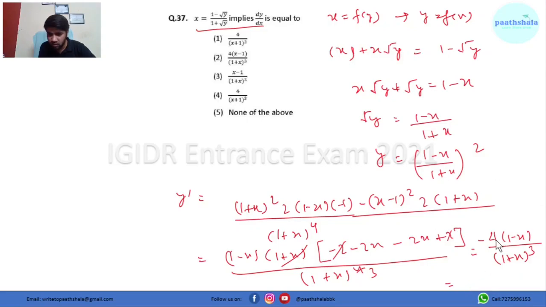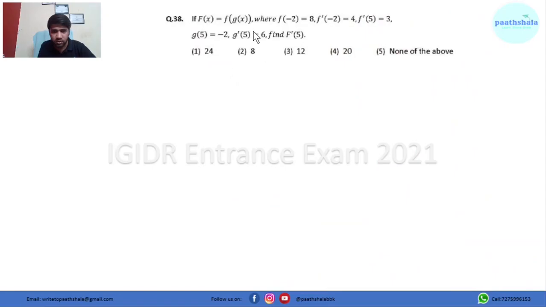If we shift the minus inside the bracket, this will come out to be 4(x minus 1) upon (1 plus x) whole cube. Okay, so let's look at the options. We have option B as the right option. Let's move to the next question.